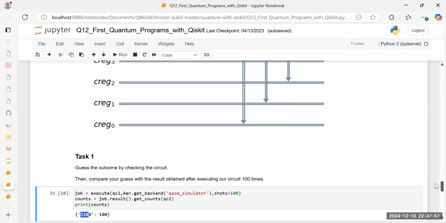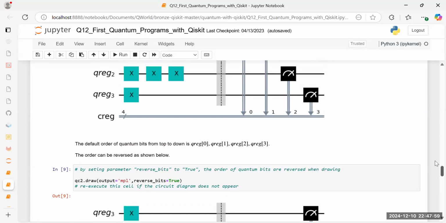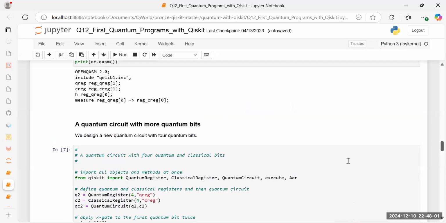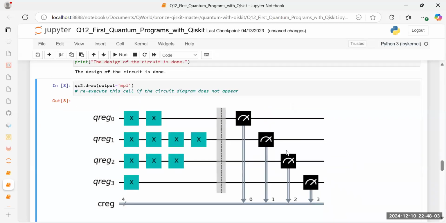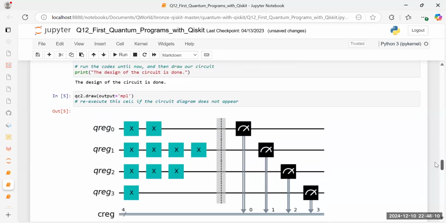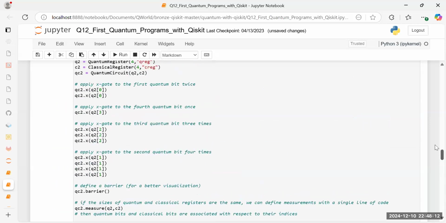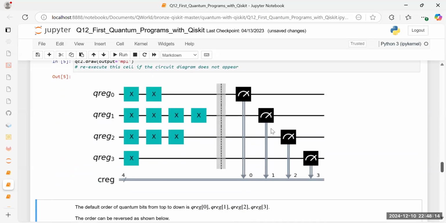Okay, so let me run this. Okay, it's actually correct.